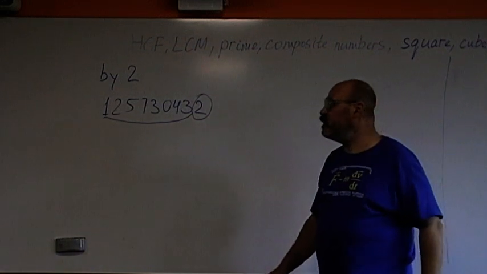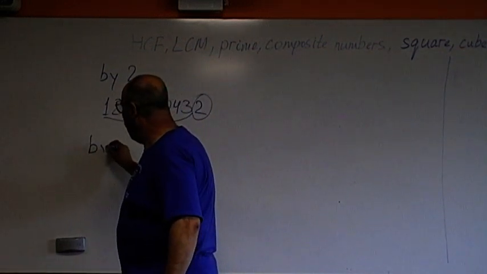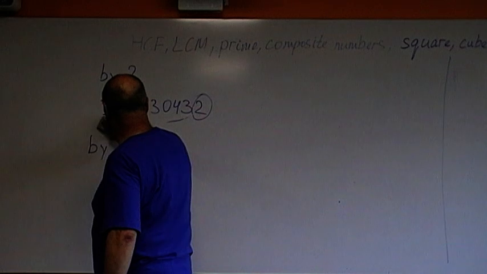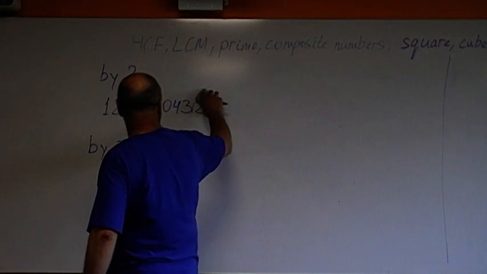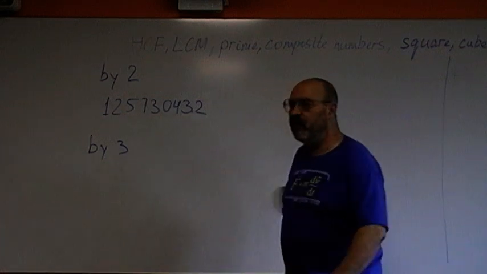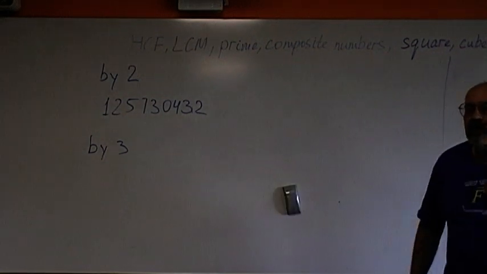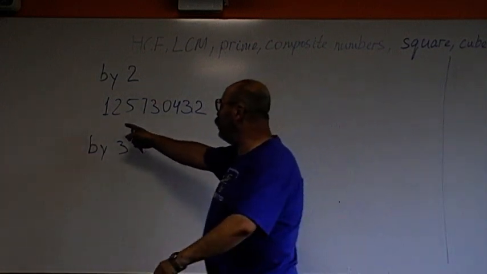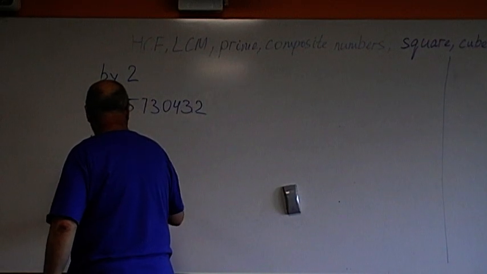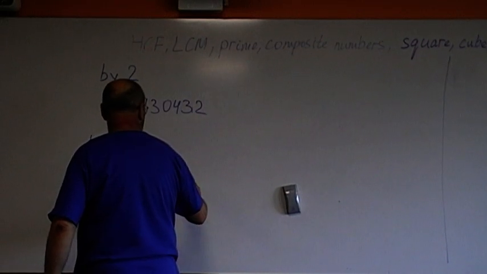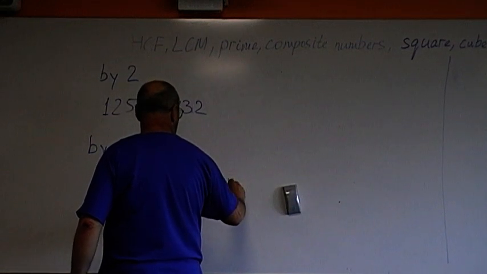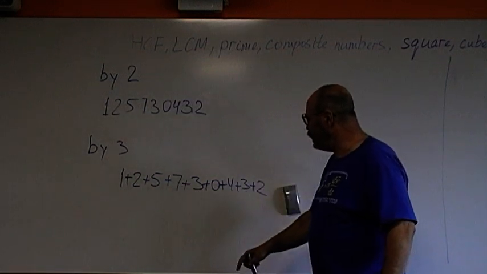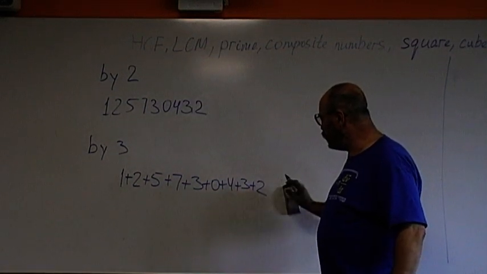Now, divisibility by 3. How do we decide if this number is divisible by 3 or not, without actually doing division? It's a trick. We add all digits. 1 plus 2 plus 5 plus 7 plus 3 plus 0 plus 4 plus 3 plus 2. We have 8, 15, 18, 22, 21, 27.